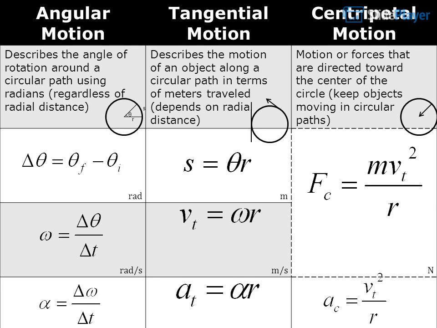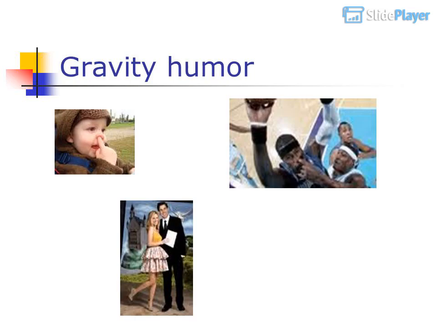Units: rad, m, N, rad/s, meters per second, rad/s², m/s². Symbols: theta, r, s. Gravity humor.